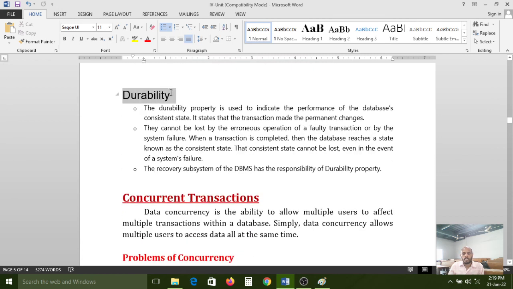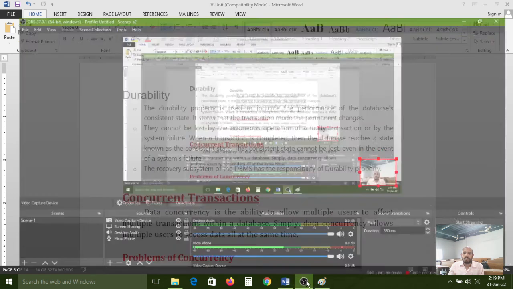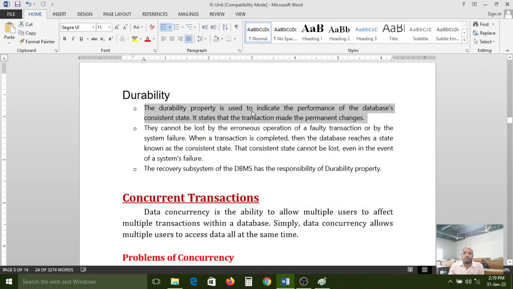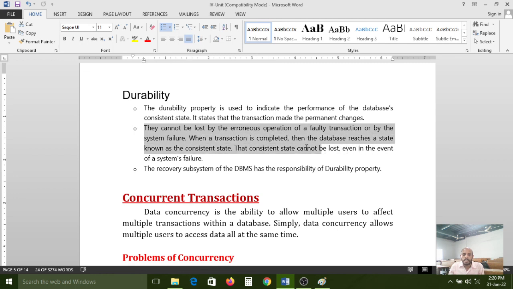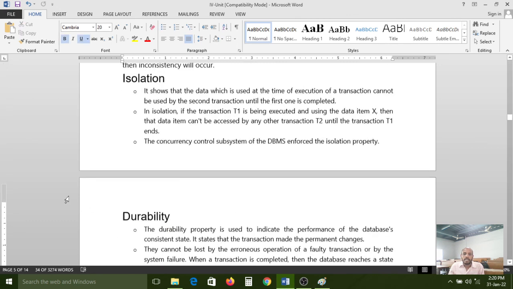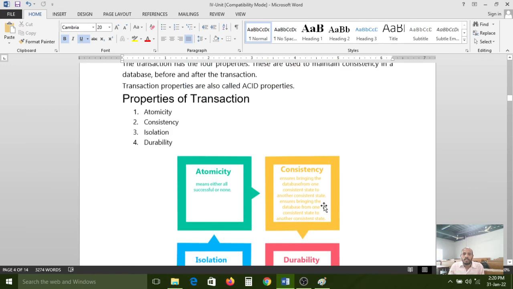Next, durability. First let us understand the definition of durability. Please concentrate on the selected text. The durability property is used to indicate the performance of the database's consistent state. It states that the transaction made permanent changes. They cannot be lost by the erroneous operation of a faulty transaction or by system failure. When the transaction is completed, then the database reaches a state known as consistent state.